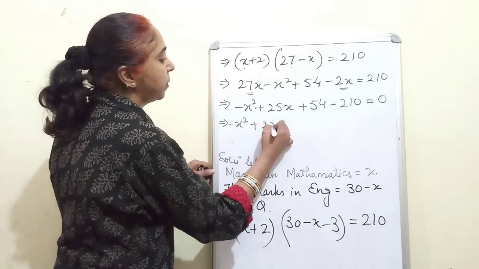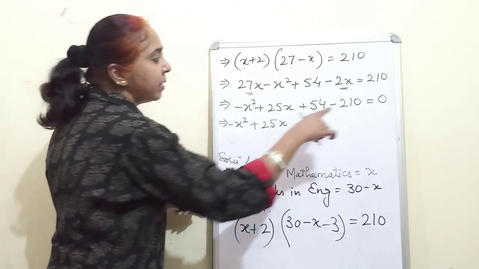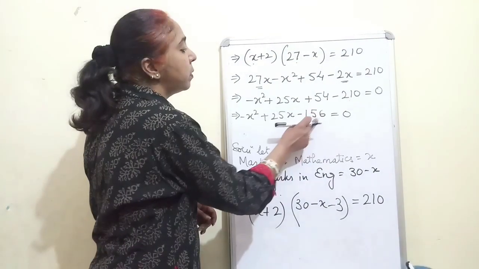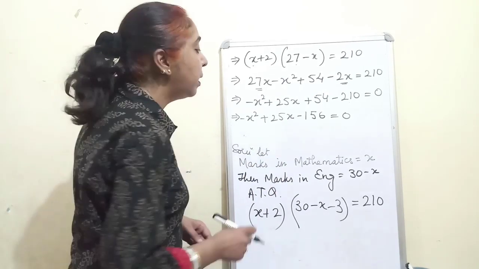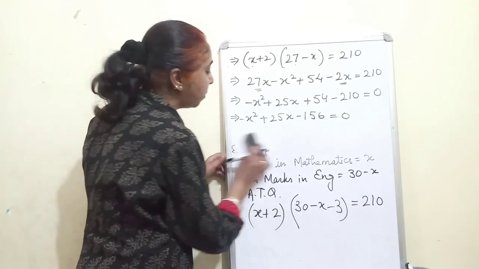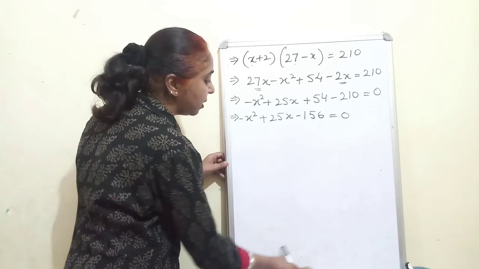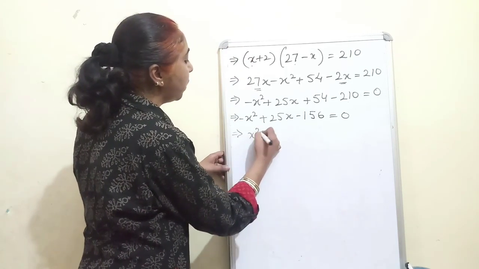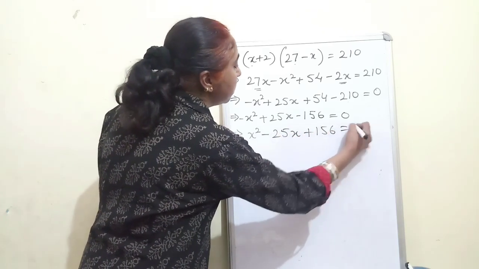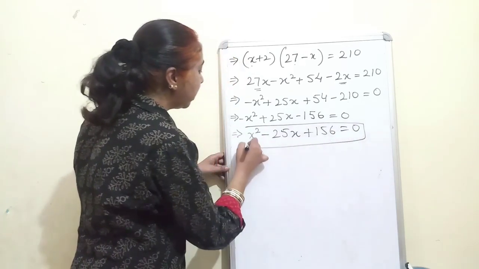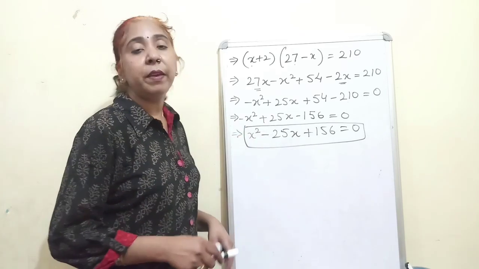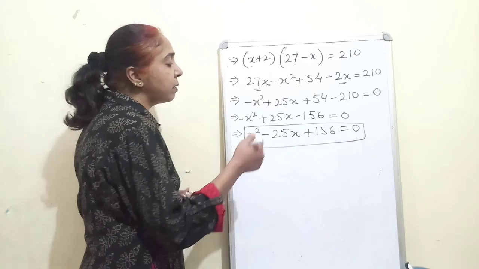Or you can write it as minus x square plus 25x, and if you subtract these two numbers, the subtraction will be minus 156. Now we'll get this equation, and because the minus sign is there, you have to take minus common also. It will make your question easier. So it will be x square minus 25x plus 156 equal to 0, the signs changed. This is the quadratic equation you'll get, but now it's up to you whether you want to solve it by quadratic formula or by factorization. Okay, so I'm doing the factors here.